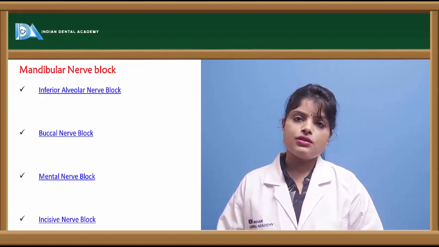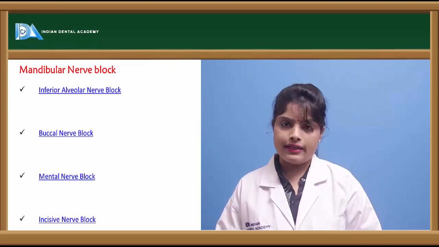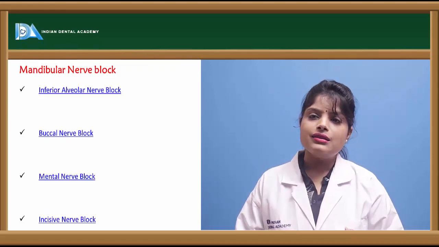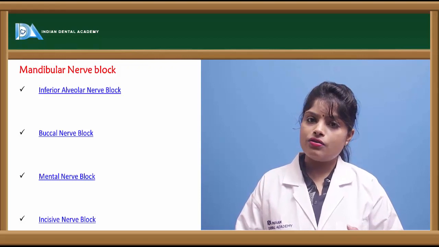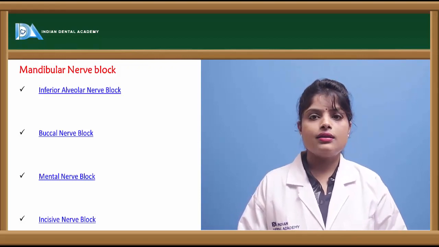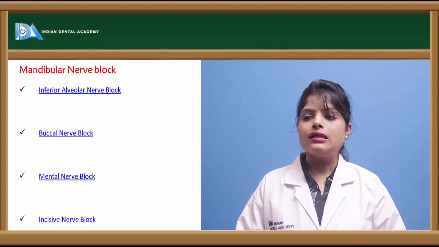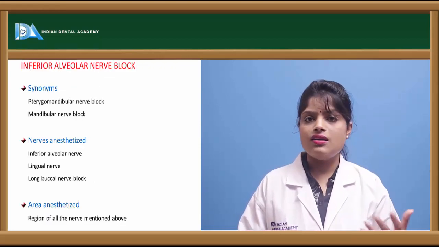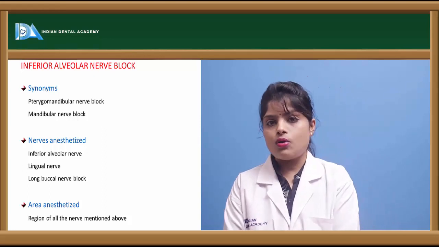Now let us progress to the mandibular nerve block techniques. So these mandibular nerve block techniques can be either the inferior alveolar nerve block, the mental nerve block, the mandibular nerve block, and the incisive nerve block. So let us discuss what the inferior alveolar nerve block is.